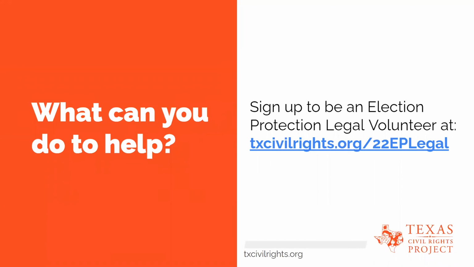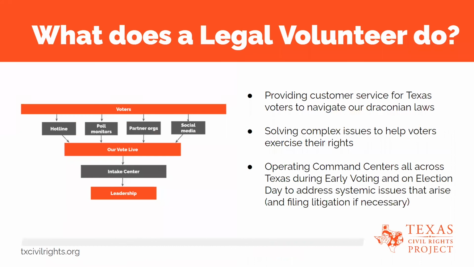Now, after all of that, if you find yourself asking, how can I help? What can I do? Then I and Emily and all my colleagues at TCRP, we want you to join our nonpartisan election protection coalition this election season as an election protection volunteer. You can find out more information and sign up to join the fight to protect voting rights for all Texans at the link listed on the slide. It's txcivilrights.org/22EP legal.